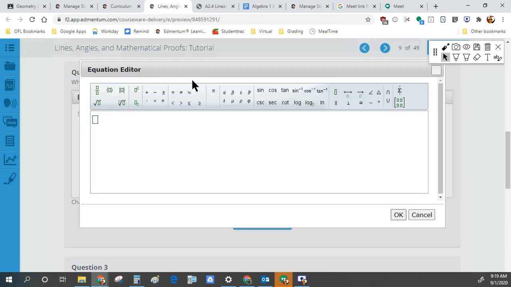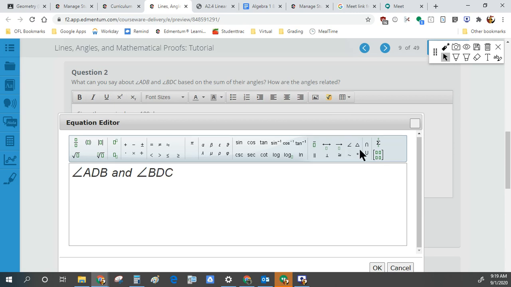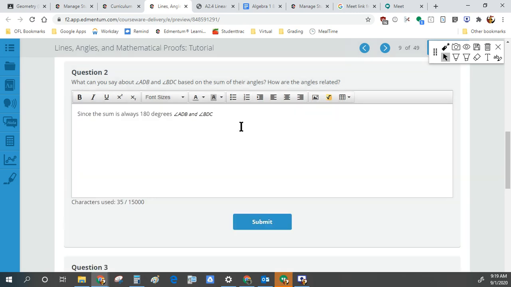Fortunately, I have to use this to kind of use my little angle symbol. Angle ADB and angle EDC are supplementary angles. How are they related?